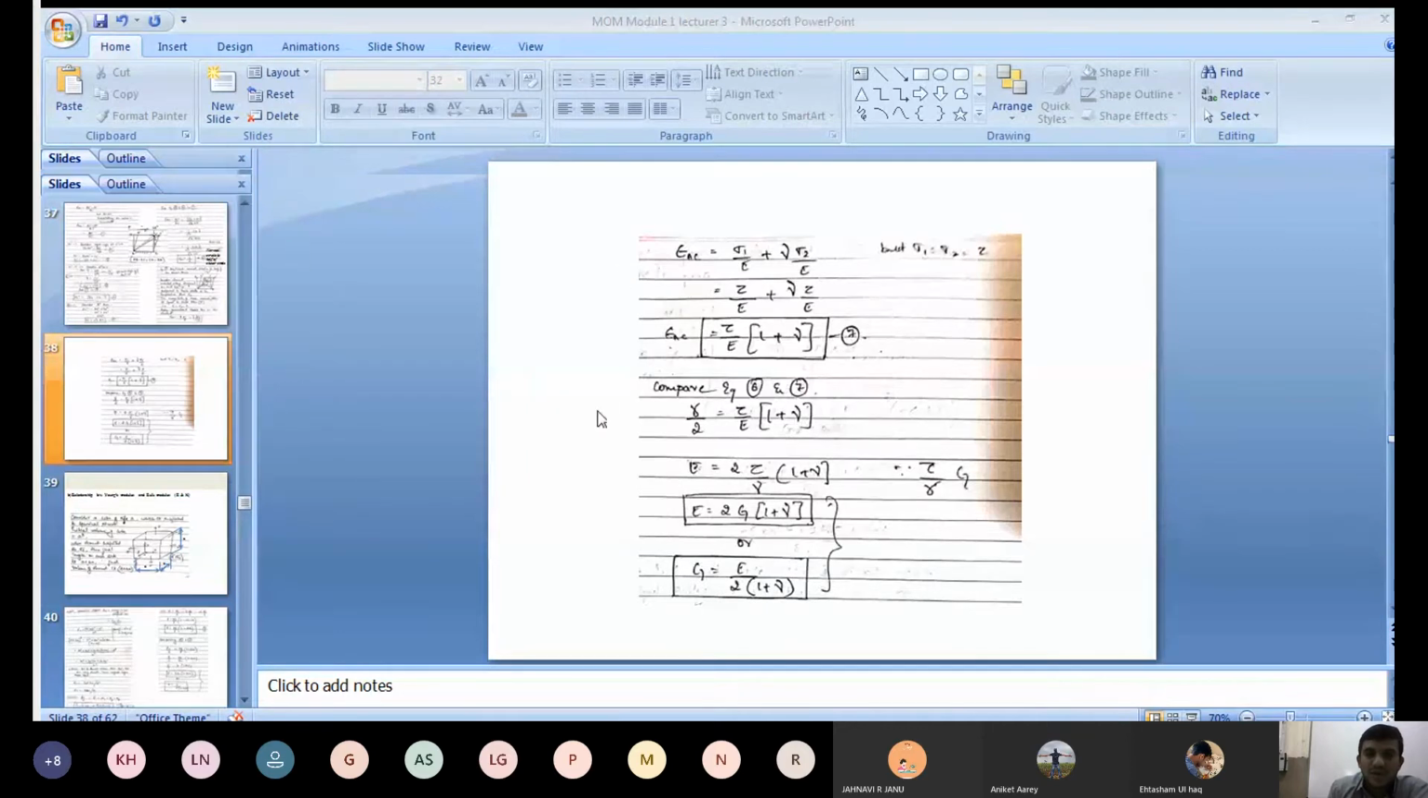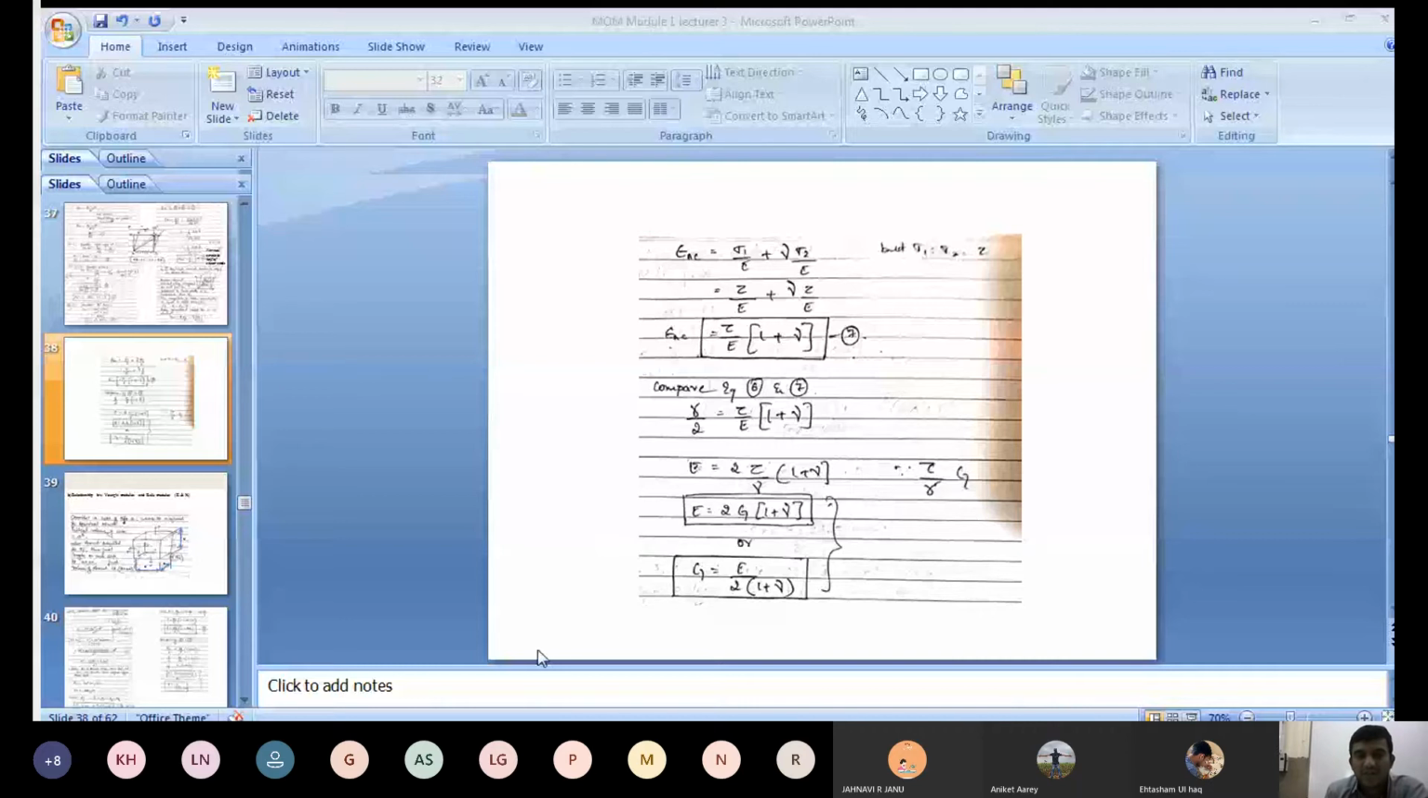Now gamma by 2 equals tau by E times 1 plus mu. Now rearrange the terms. See, send the E to the left side, gamma and 2 to the right side. Now E is equal to 2 into tau by gamma, times 1 plus mu. What is tau by gamma? Tau stands for shear stress. Gamma stands for shear strain. The ratio of shear stress to shear strain is what? Shear modulus. Now what equation do we get? The relation between Young's modulus and shear modulus: Young's modulus E is equal to 2 times G into 1 plus mu.